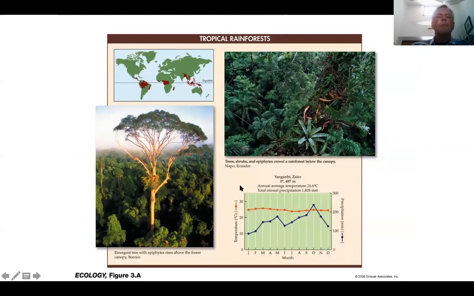So for example, here is a map of the so-called tropical rainforest biomes, and the upper left shows the parts of the earth where tropical rainforests occur. There's a picture of one. And the little graph down to the right, the lower right, shows the average temperature in red and the average precipitation in blue of a particular tropical rainforest. This one happens to be in Zaire, all right? So that's where these data came from, all right? So that's a tropical rainforest biome.